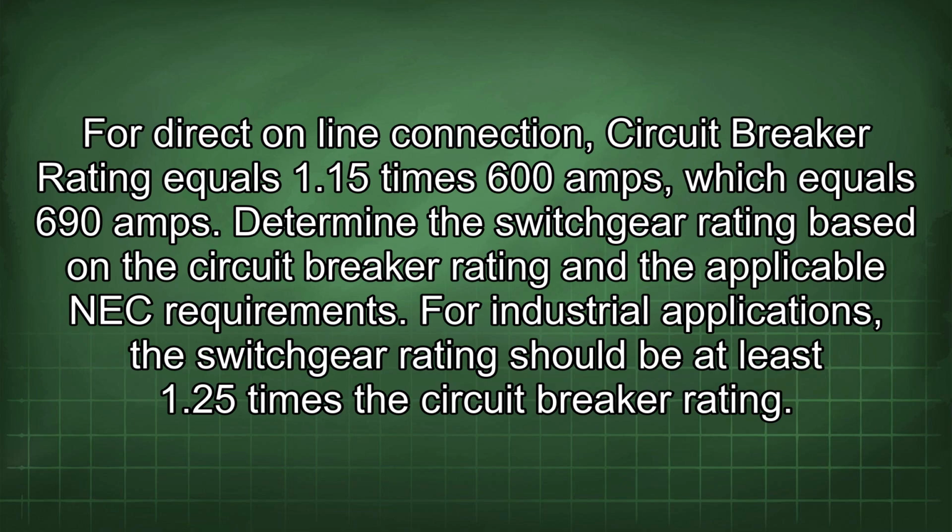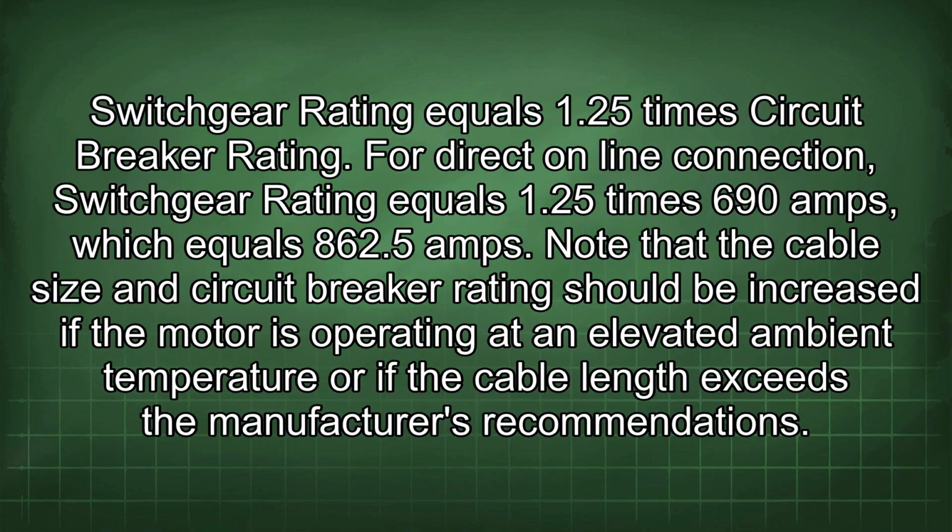Determine the switchgear rating based on the circuit breaker rating and the applicable NEC requirements. For industrial applications, the switchgear rating should be at least 1.25 times the circuit breaker rating. Switchgear rating equals 1.25 times circuit breaker rating. For direct online connection, switchgear rating equals 1.25 times 690 amps, which equals 862.5 amps.